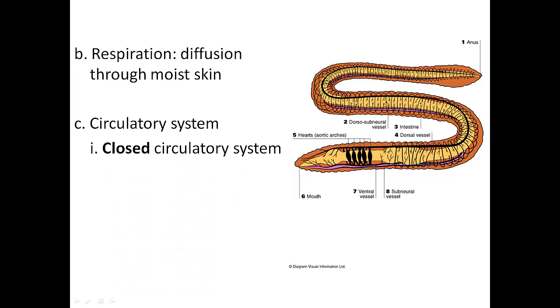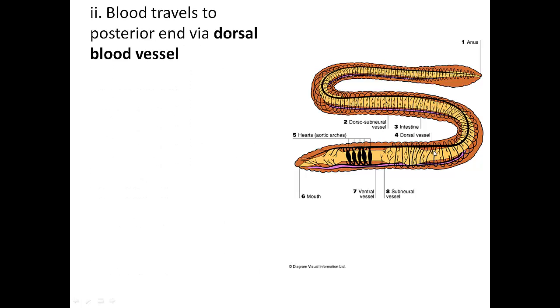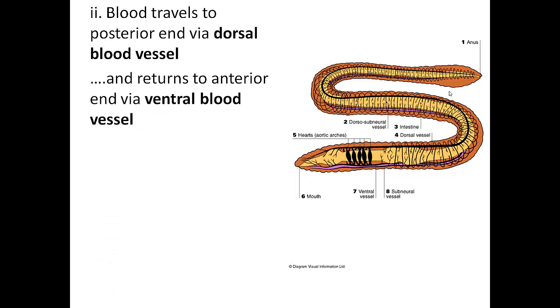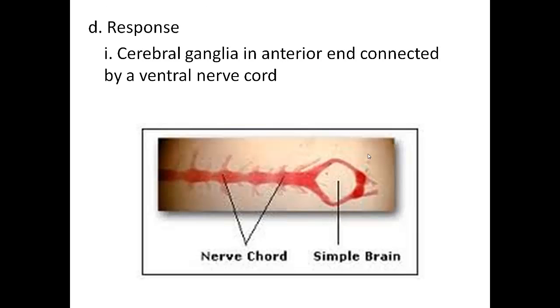The circulatory system is closed. Earthworms and these annelids have 5 aortic arches, or hearts, and blood will travel down the dorsal blood vessel. In the picture here it runs along the top of the worm, and then the blood returns through the ventral blood vessel, which runs along the belly of the worm. The aortic arches serve as hearts, and these earthworms here have 5.